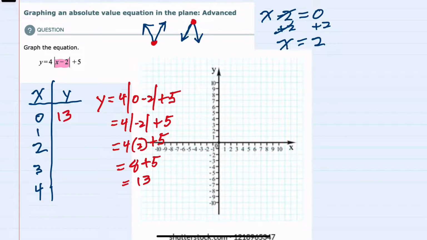I'm going to go ahead and graph that on our line. From 0, x equals 0, I would move up 13. That is almost off of my example graph here. And that's the first of 5 points.